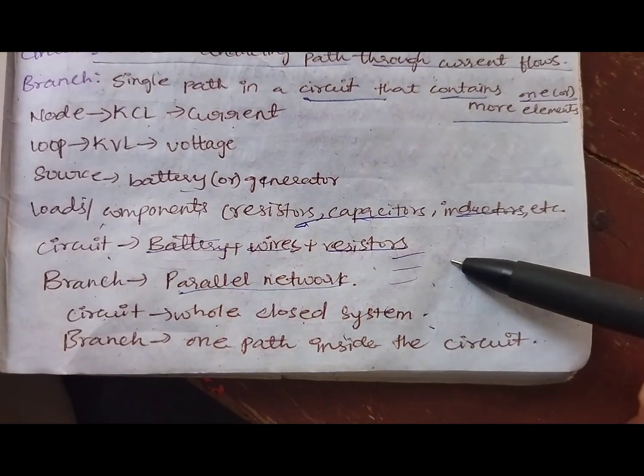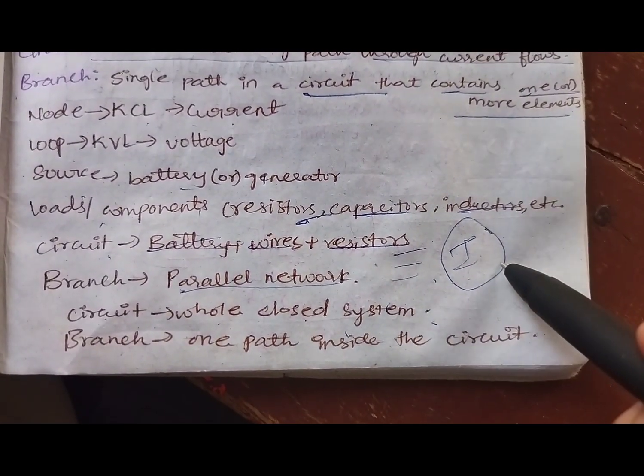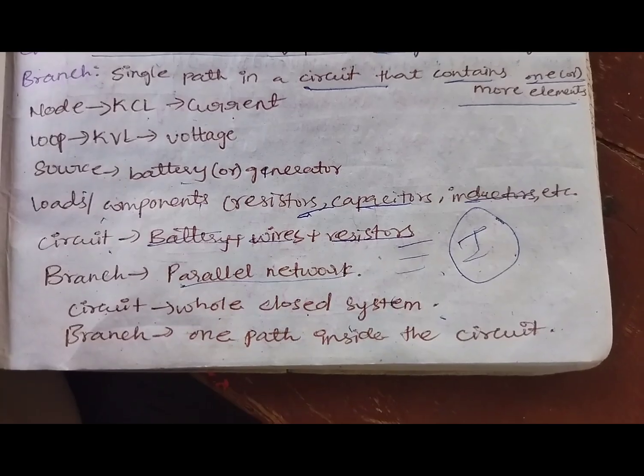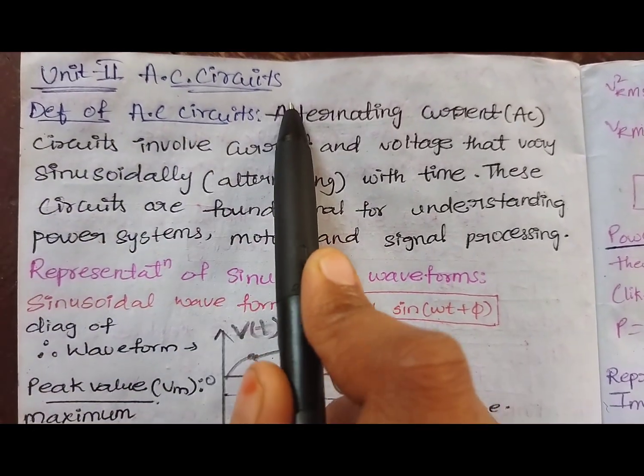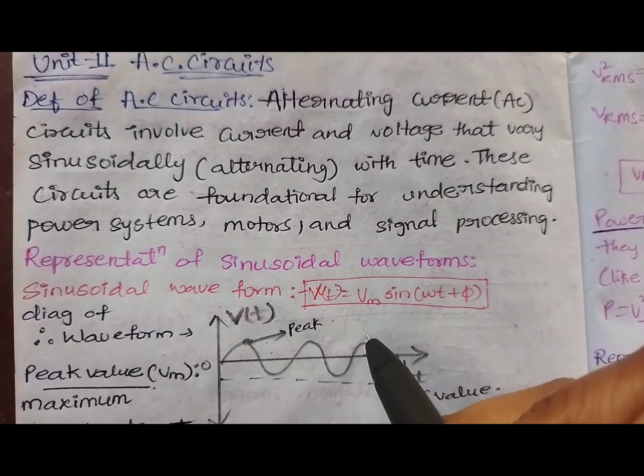These are the topics in the first unit. All topics are covered. Now we are going to discuss the second chapter, AC circuits. AC is alternating current, with peaks and troughs.